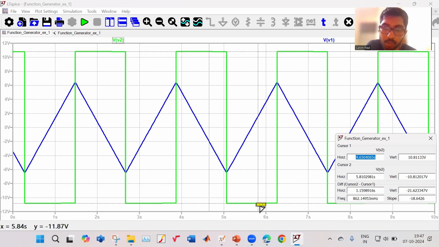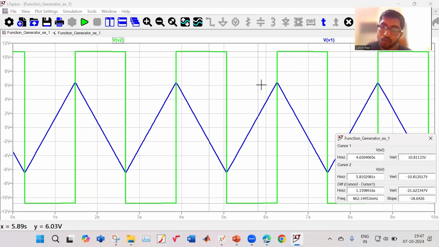So now what is your peak to peak? Your peak to peak, the vertical, is equal to 21.62. We got that peak to peak should be 24 volt, but when we are using a slightly practical op-amp, not an ideal op-amp, it is deviating. It is changing to 21.6. So this is for my op-amp, the output of my Schmitt trigger.